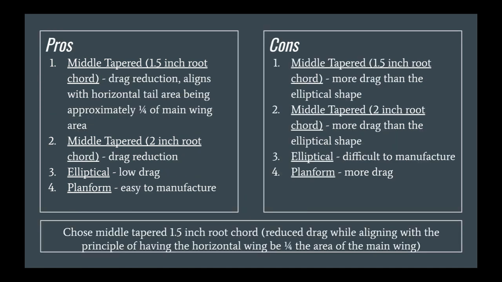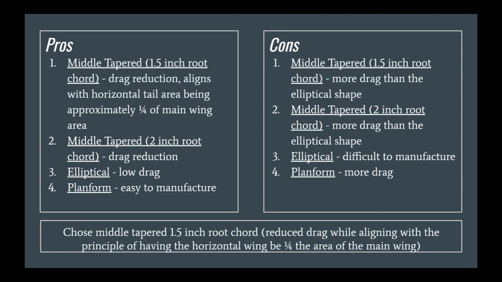The pros of the middle tapered designs are that they promote drag reduction. The pros of the elliptical design is that it has low drag, and the pros of the planform design is that it is easy to manufacture. However, the cons of both middle tapered designs is that they have more drag than the elliptical shape, while the cons of the elliptical shape is that it is far more difficult to manufacture. Finally, the cons of the planform is that it promotes more drag.